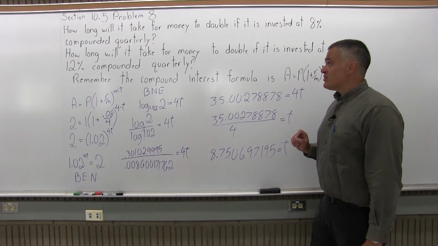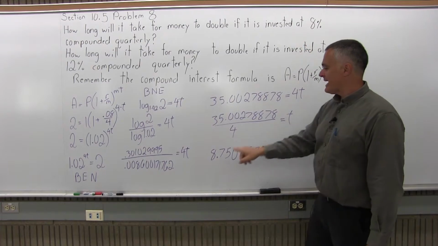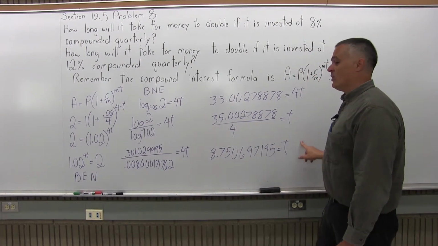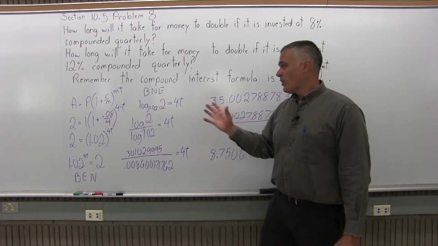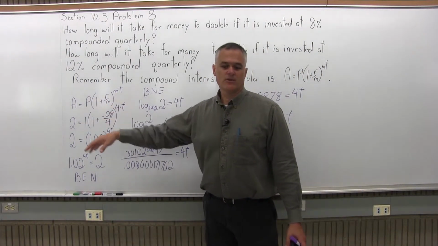So if you invest your money at 8% compounded quarterly in about 8 3/4 years, 8.75 something, it will double. No matter what you start with. If you start with $1, it'll go to 2. If you start with $200, it'll go to 400.